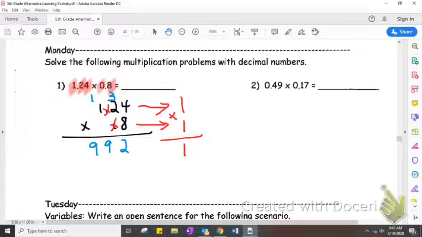992 is nowhere close to 1. So I need to figure out where to put the decimal point to make it close to 1 whole. Okay, so let's see here. 99 and 2 tenths? Definitely not. Okay, 9 and 92 hundredths? Not close to 1.